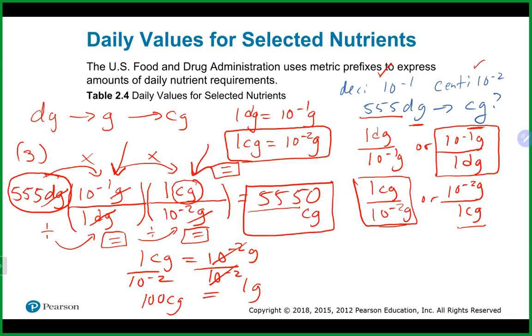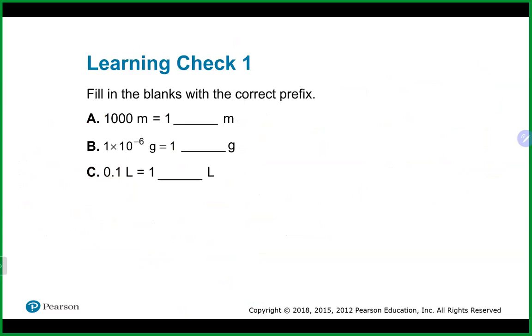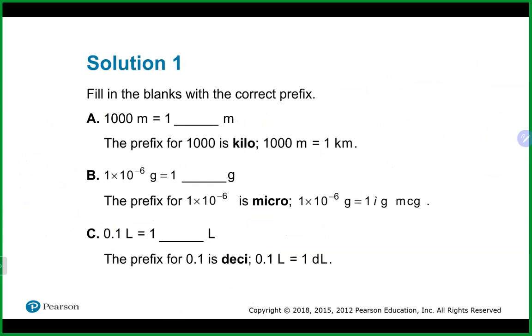And again, remember that is what one of the prefix units are to one of the base units. So if we look at some of these here, 1,000 meters is equal to 1 kilometer, right? So that would be a kilo is 1,000.